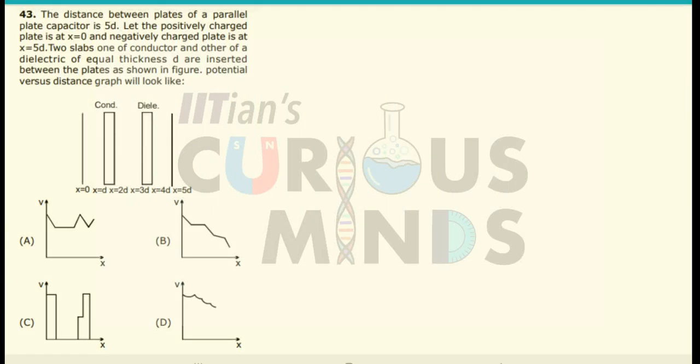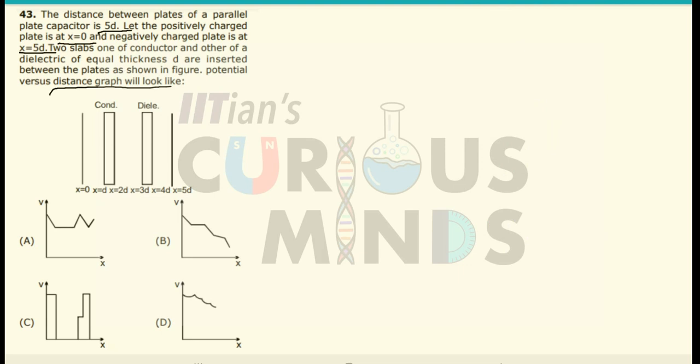The distance between the plates of a parallel plate capacitor is 5d. Let the positive potential plate be at x equals 0, and the negatively charged plate at x equals 5d. Two slabs, one of a conductor and one of a dielectric, of equal thickness d, are inserted between the plates as shown in the figure. Potential versus the distance graph will look like, okay.